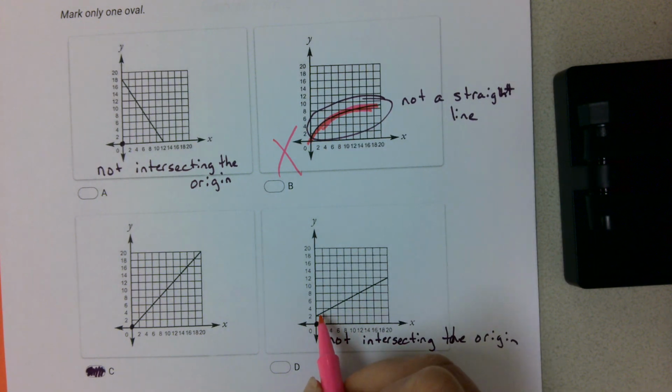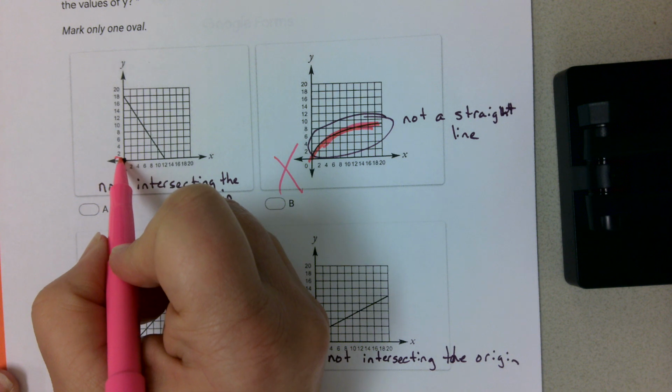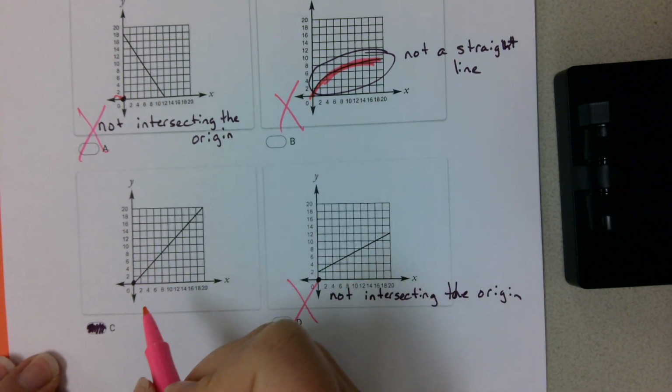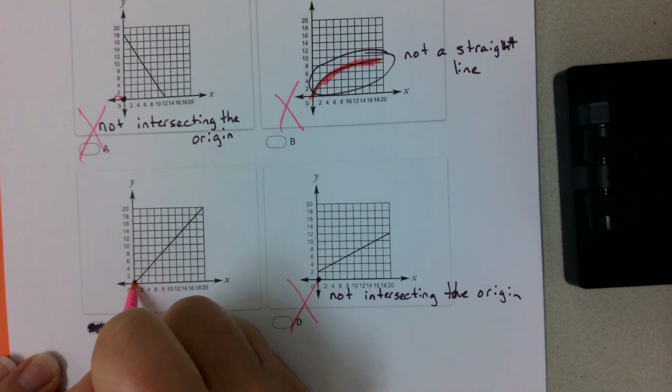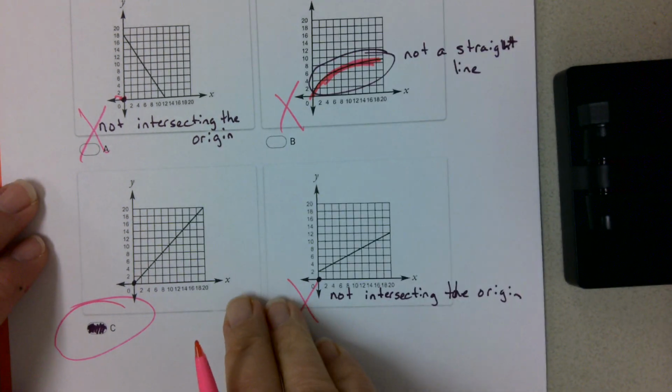Down here is my origin, my line's up here, doesn't intersect, can't choose it. Again, here's my origin. I have a straight line, but it's not intersecting, so I can't choose that. C, we have our origin, our line intersects it, straight line. C is the correct answer.